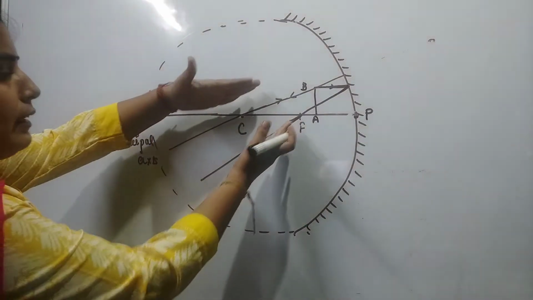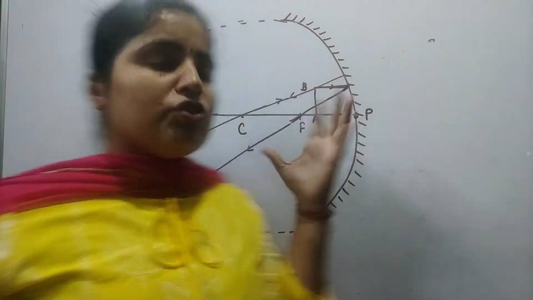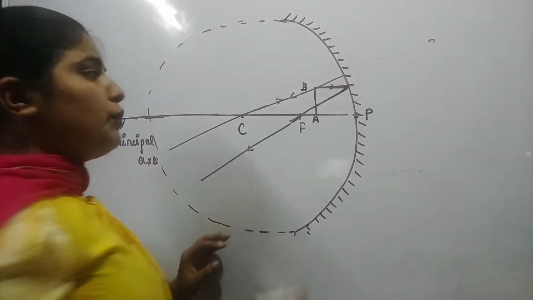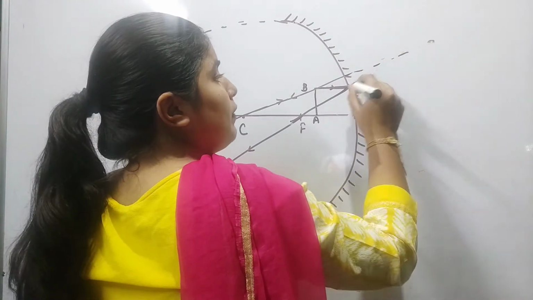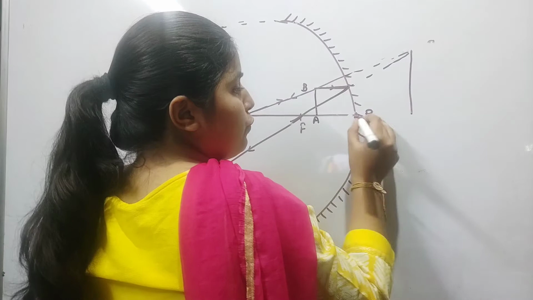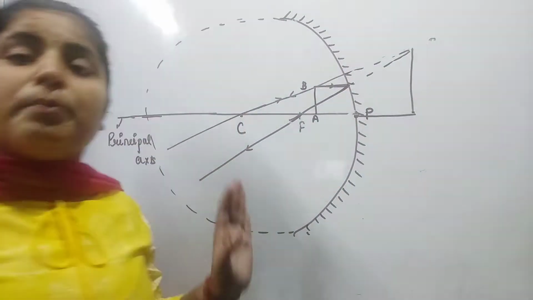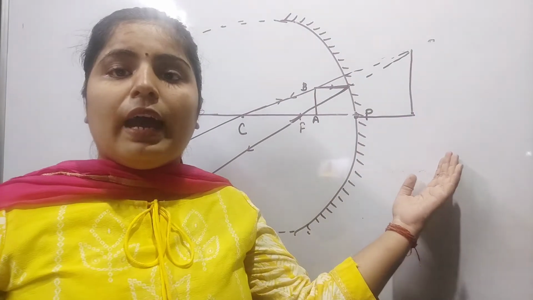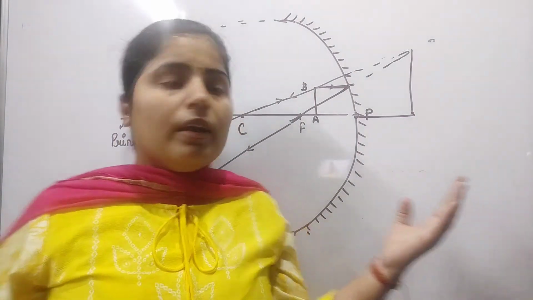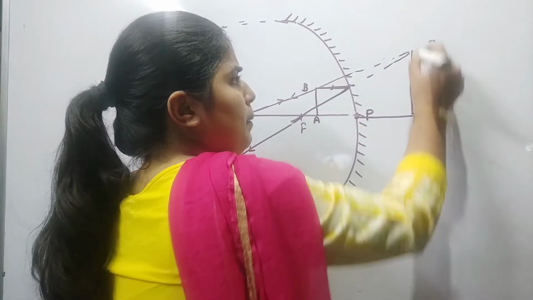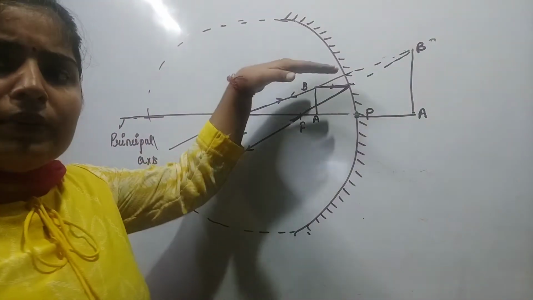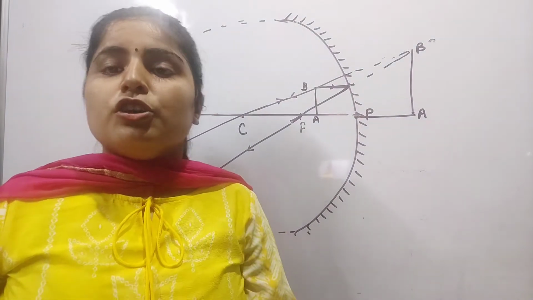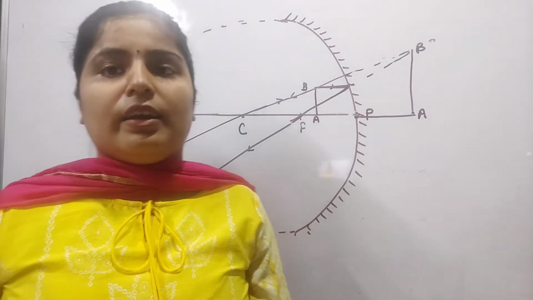We see that these two rays are divergent in nature, so they will not meet on this side of the mirror. So we produce them backward and they will meet. So in this case, the image is formed behind the mirror. The image formed is erect or upright, because if the object is placed above the principal axis, then the image is also just above the principal axis.